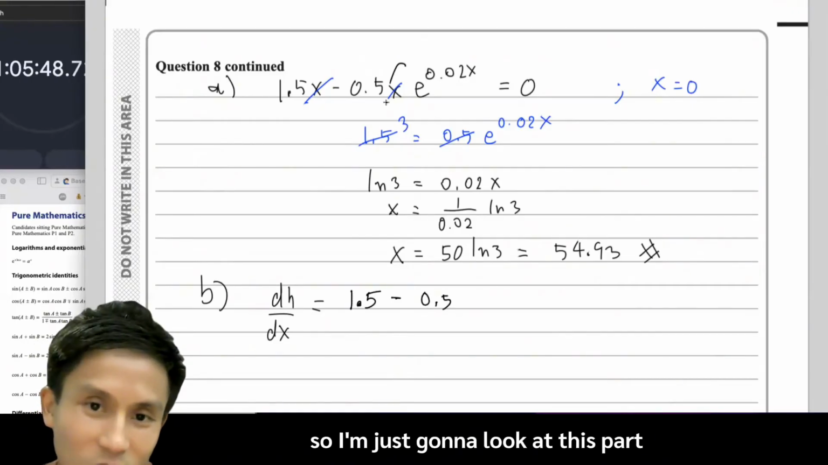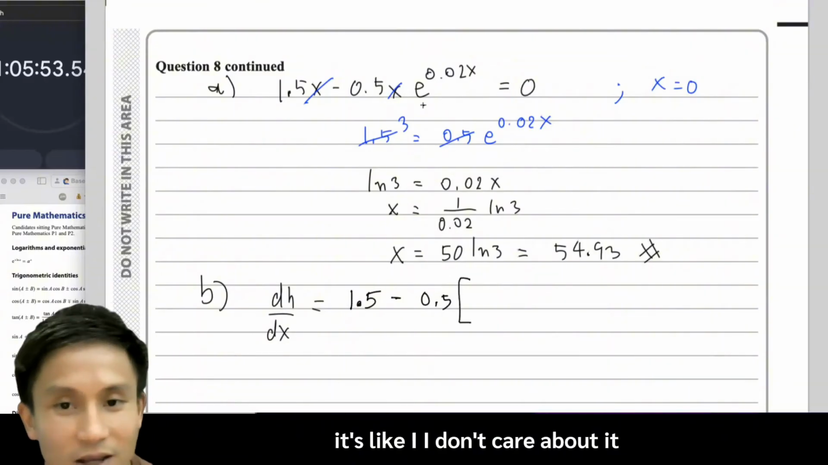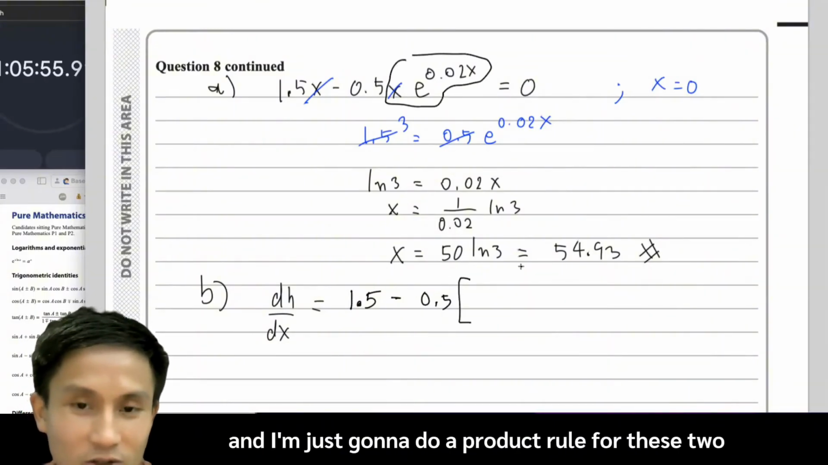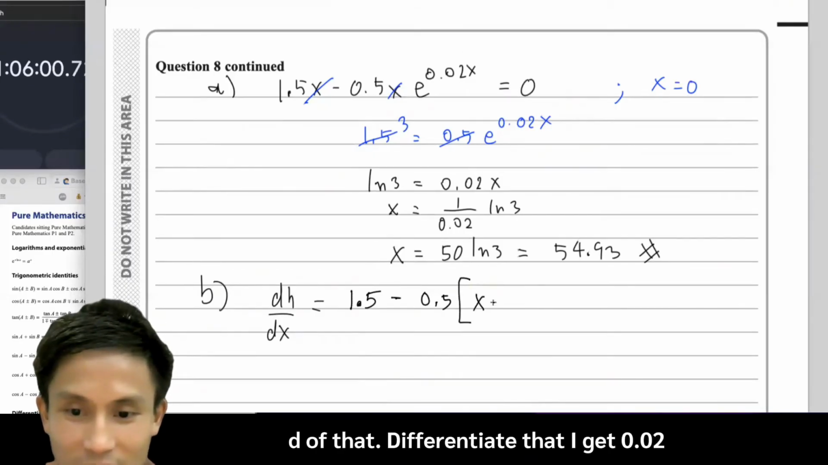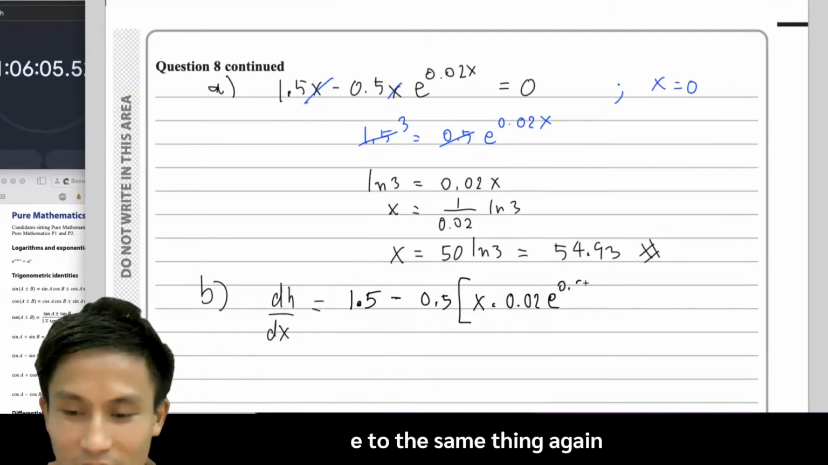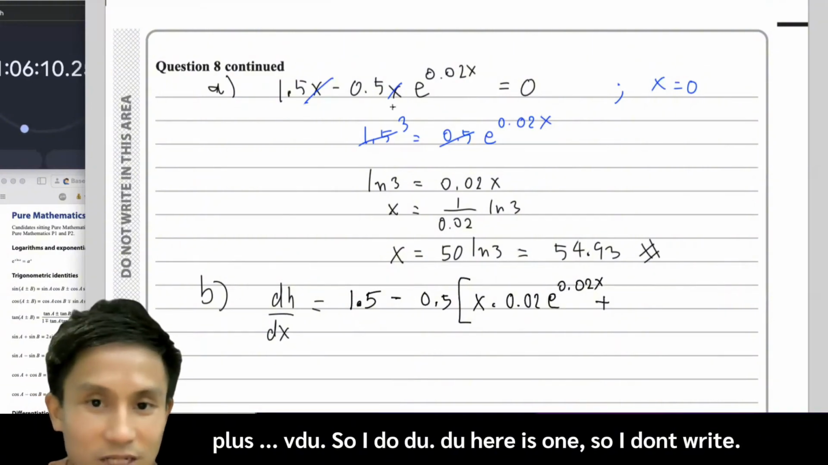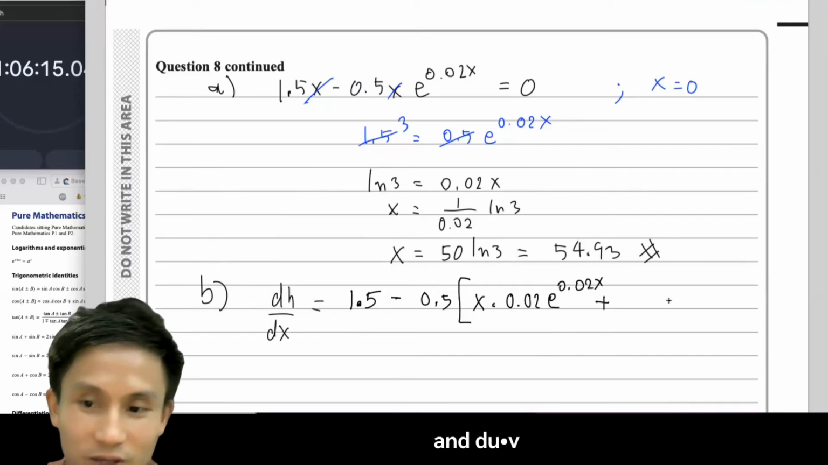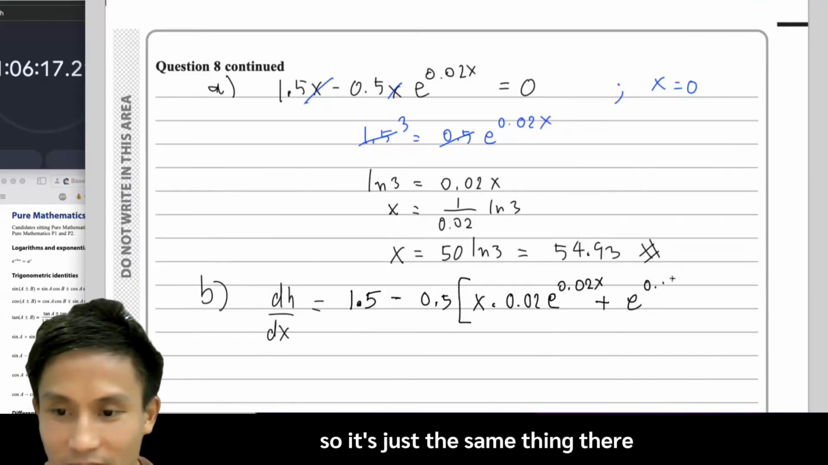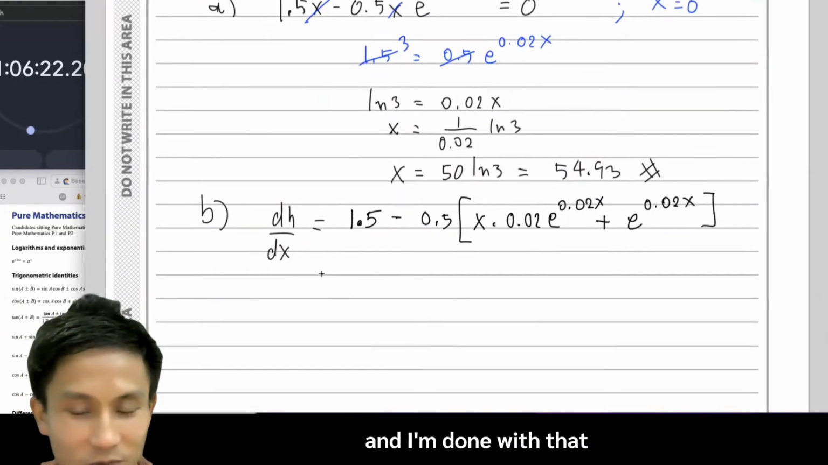Yeah, so I'm just going to look at this part and I'm extracting 0.5 out. I don't care about it. And I'm just going to do a product rule for these two. So u dv, differentiate that, I get 0.02 e to the same thing again, plus v du. Du here is 1, so I don't write it, and it's just the same thing there. So that's just the product rule of the second part here, and I'm done with that.